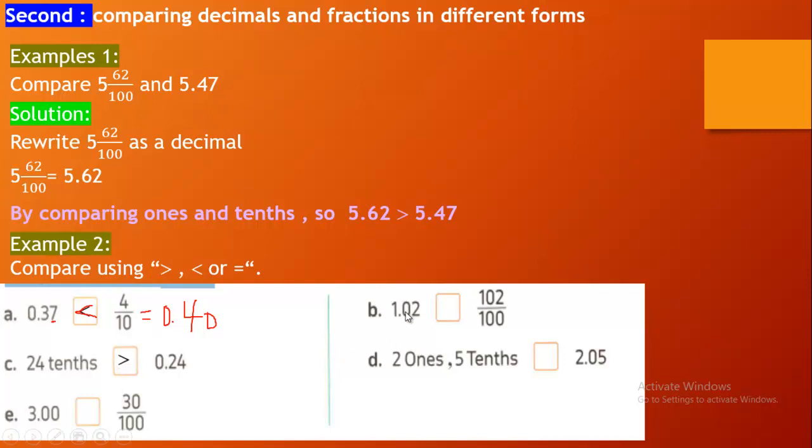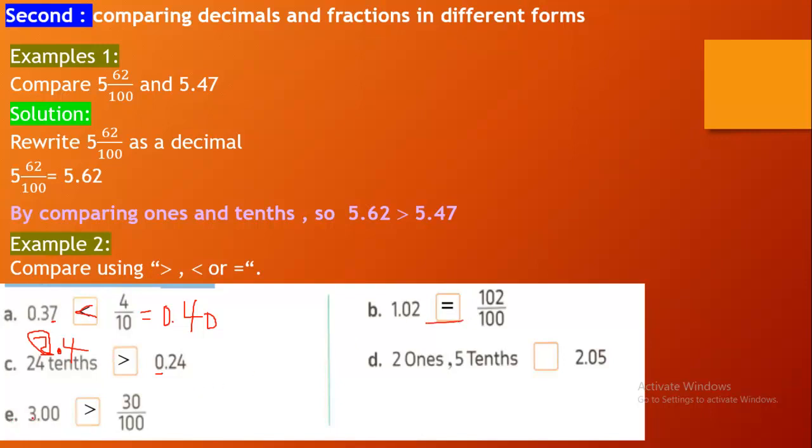Number B: 1 and 2 hundredths or 1 and 2 hundredths. It's equal, it's the same, because we have 102 hundredths, which equals 1.02. Number C: 24 tenths or 24 hundredths. 24 tenths means 2.4. 2.4 or 24 hundredths. We have a whole number here, and the whole number here is zero, so 2 is greater than zero, so 2 and 4 tenths is greater.